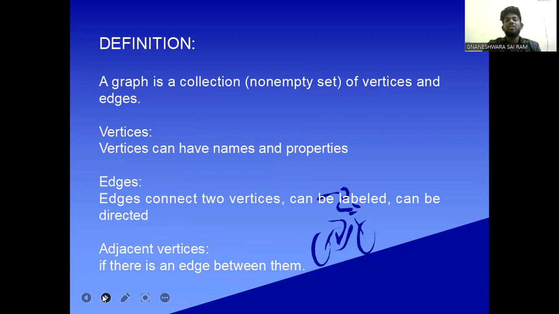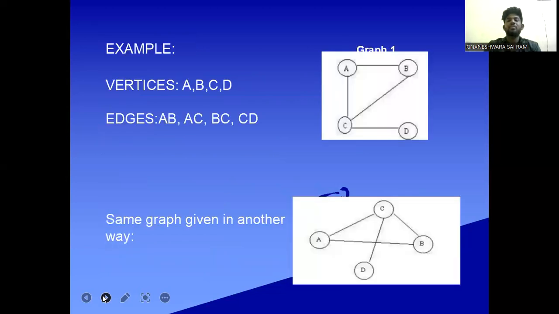Definition. A graph is a collection, non-empty, of vertices and edges. Vertices can have names and properties, and edges connect vertices, can be labeled, and can be directed. Adjacent vertices: if there is an edge between them, they are called adjacent vertices. Example: here we can see graph 1, with vertices A, B, C, D. Edges are AB, AC, BC, and CD.